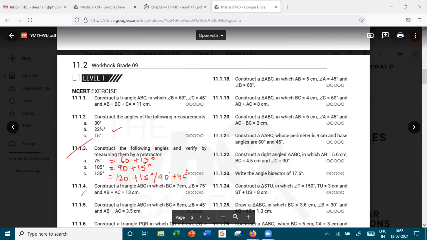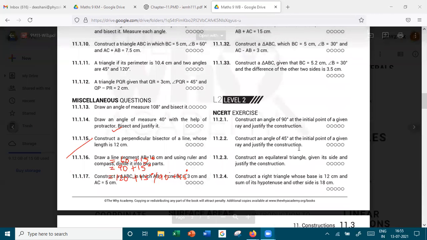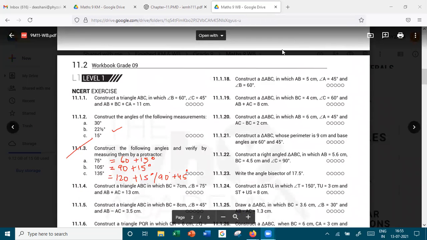What we can do is, instead of me doing both the justification questions, I'll just explain the justification part of the 45-degree angle and then we'll stop. I'll give you both these questions as homework. You can try at home. Just these two, which are 11.2.1 and 2. Let me draw the 45-degree angle till then and then show you the justification part.